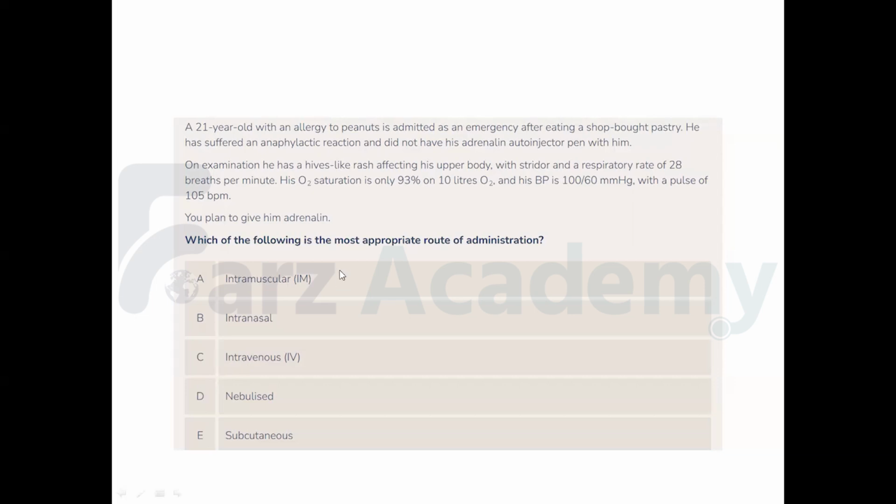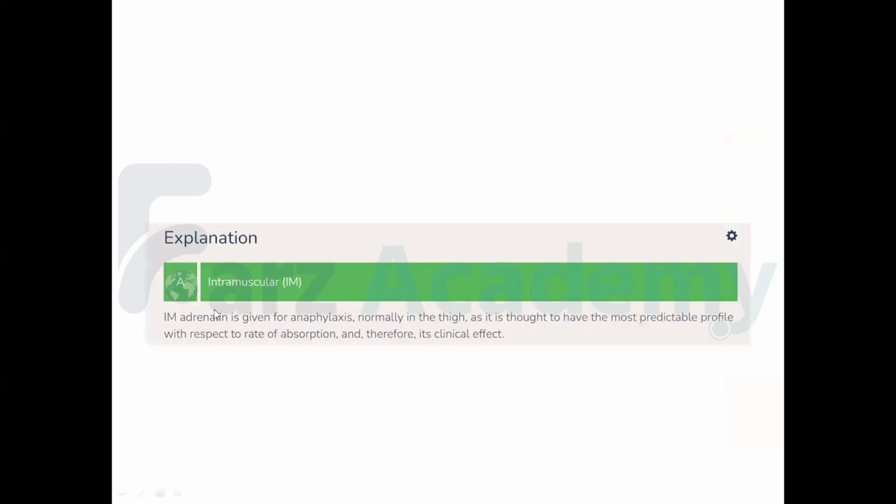So it's again a very commonly asked question. The correct answer is intramuscular. Adrenaline should always be given intramuscularly, normally in the thigh, as it is thought to have the most predictable profile with respect to rate of absorption and therefore its clinical effect. So even if the patient has an IV line or there is a route for giving IV, we will give adrenaline intramuscularly.